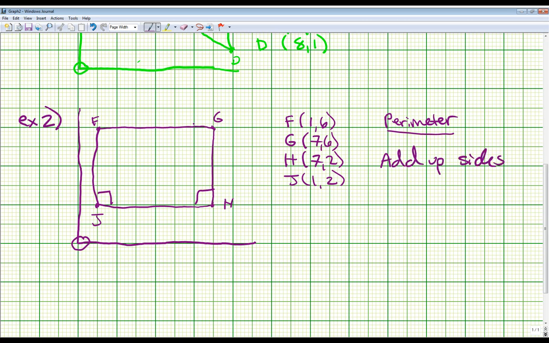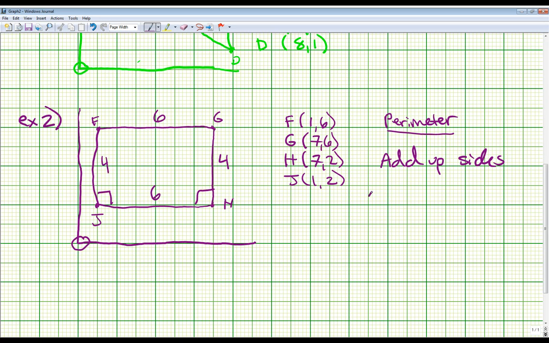So I have to know what the sides are first. If I'm going to figure out the distance from F to G, I have to figure out how many whole boxes long this line is. I can see it's 1, 2, 3, 4, 5, 6 whole boxes long, which means this one is also 6 whole boxes long. Then on the sides here, I have 1, 2, 3, 4 whole boxes long. So this also has to be a 4.